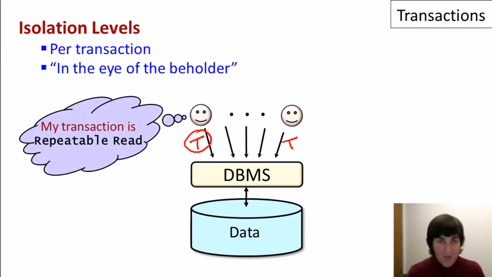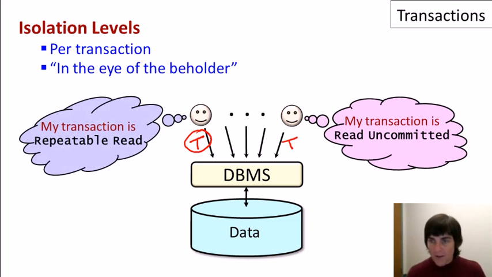So for example, our client on the left might set its transaction to be repeatable read, while our client on the right will set its transaction to read uncommitted, and those properties will be guaranteed for each of those transactions and won't affect the other. By the way, the isolation levels really are specific to reads. They specify what values might be seen in the transaction, as we'll see as we get into the details.